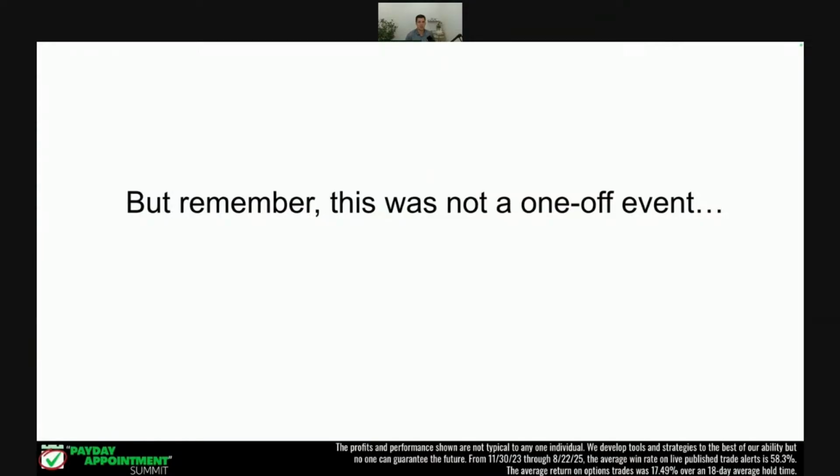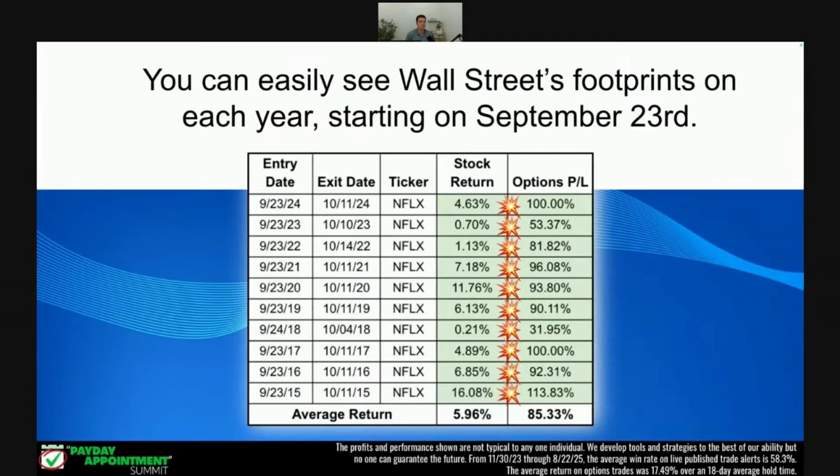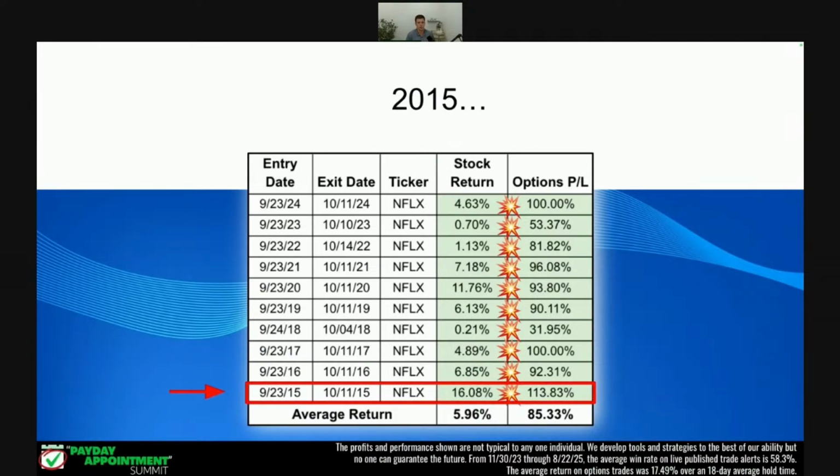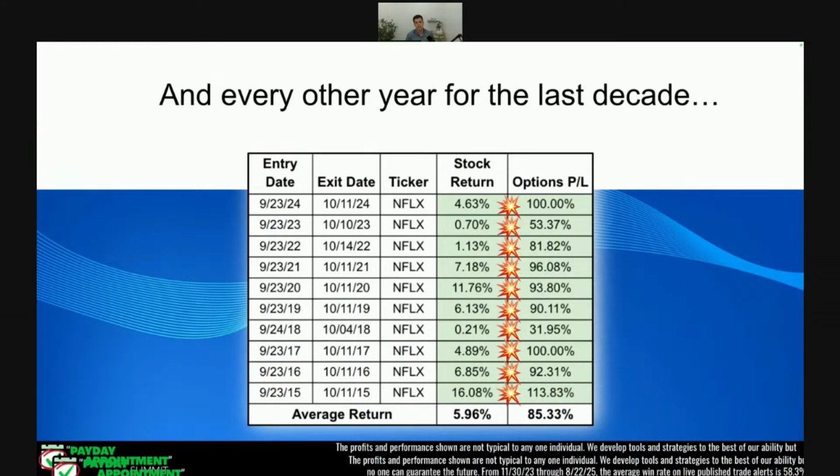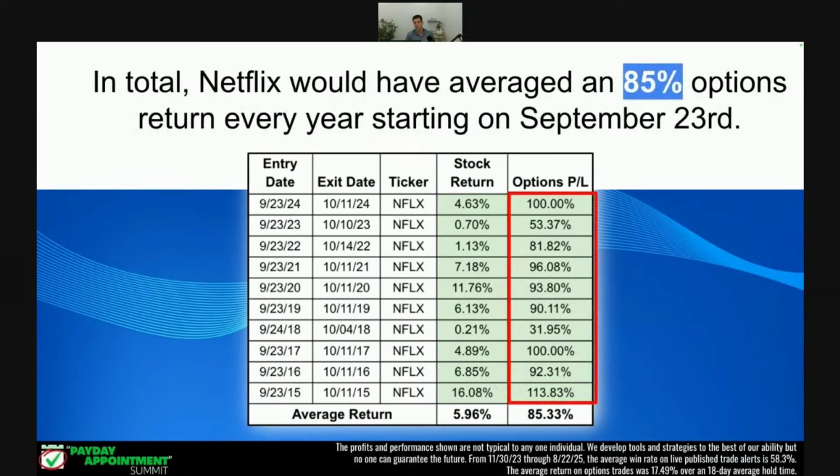But remember, this was not a one-off event. You can easily see Wall Street's footprints on each year starting on September 23rd, year after year after year, 2015, 2016, 2017, 2018, 2019. You guys get the picture, every single year for the last decade.